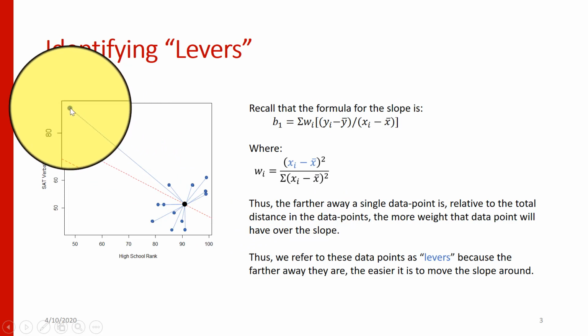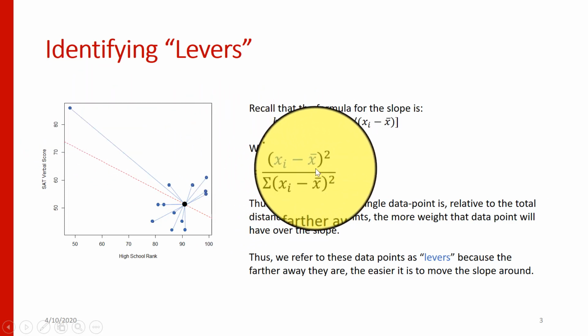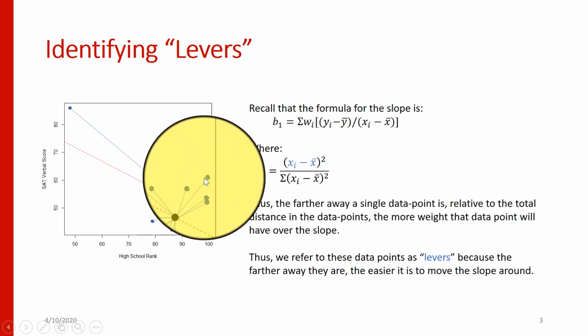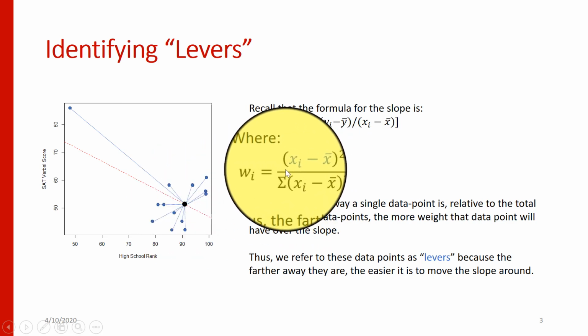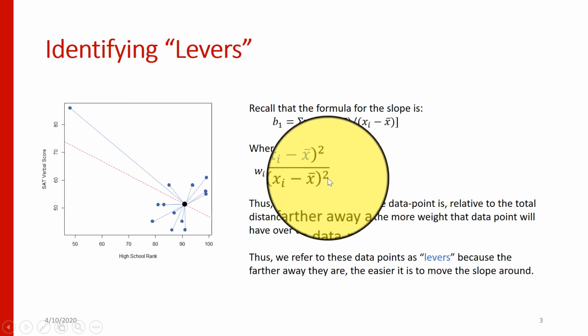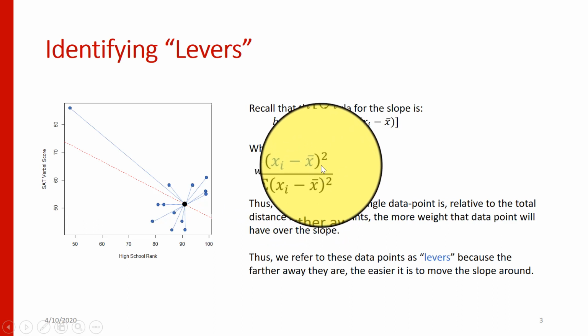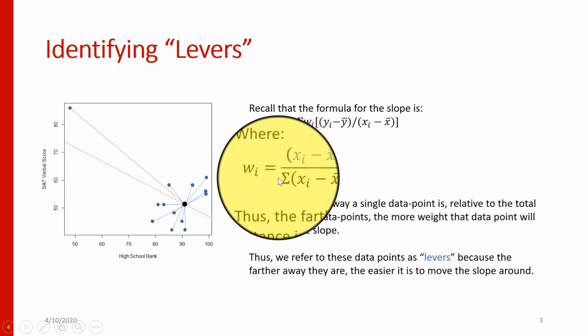So for this one data point up here in the upper left, x minus x bar is going to be pretty large relative to the sum of all the other x's. Whereas for these individual data points down here, their x minus x bar is going to look a lot smaller compared to the sum of all the other x's. So this shows you how leverage is determined not just by the one individual data point, but also by the relative distance of all of the other data points.